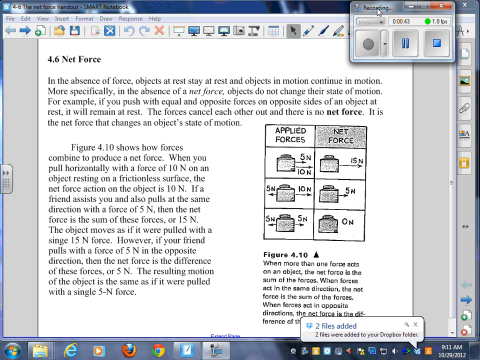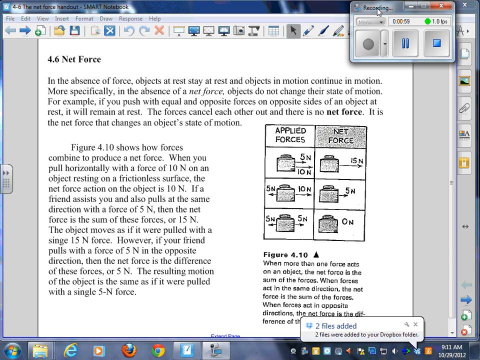When you pull horizontally with a force of 10 newtons on an object resting on a frictionless surface, the net force acting on the object is 10 newtons. If a friend assists you and also pulls in the same direction with a force of 5, well then obviously the net force is 15. The object moves as if it were pulled with a single 15 newton force.